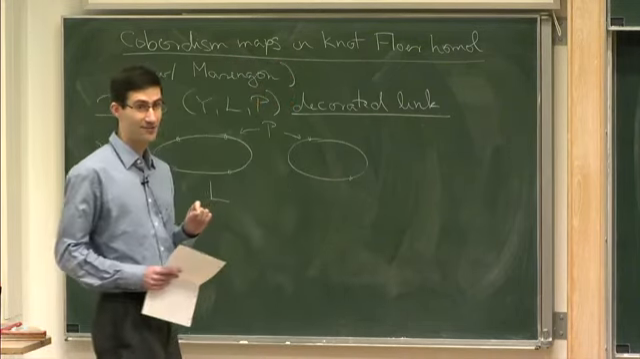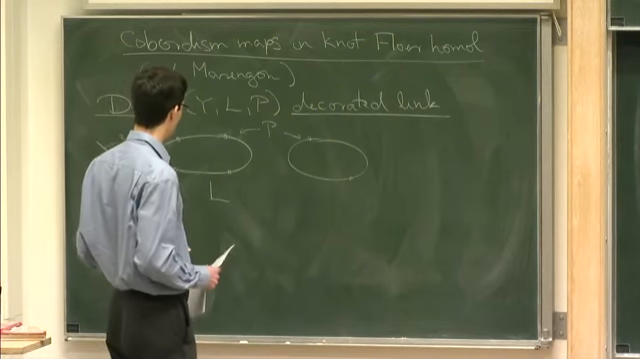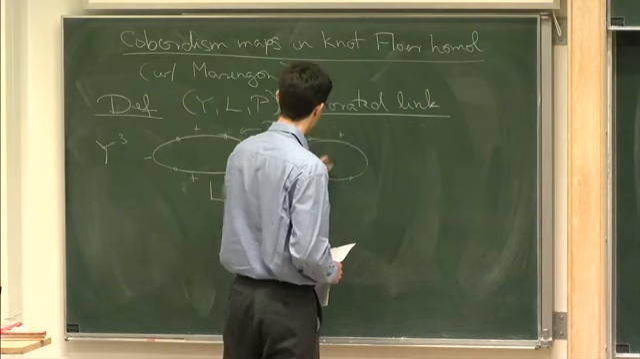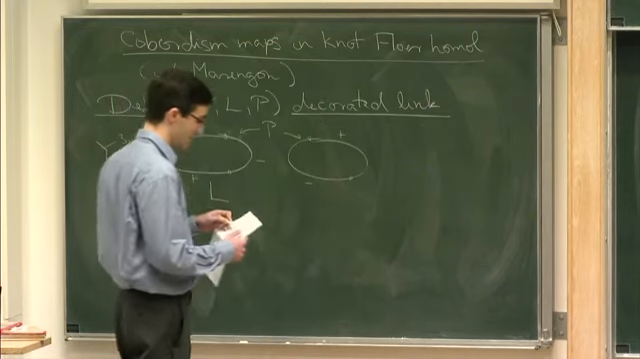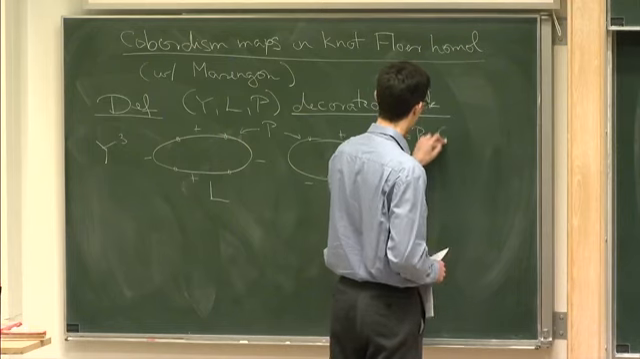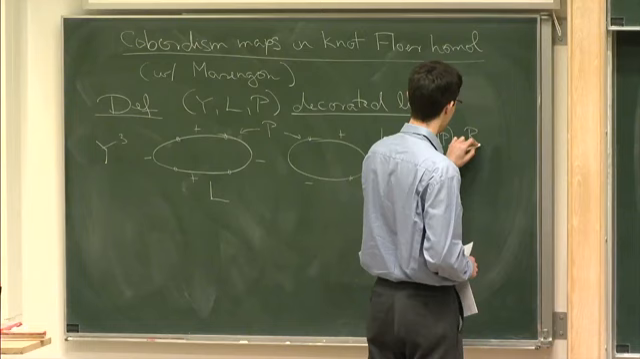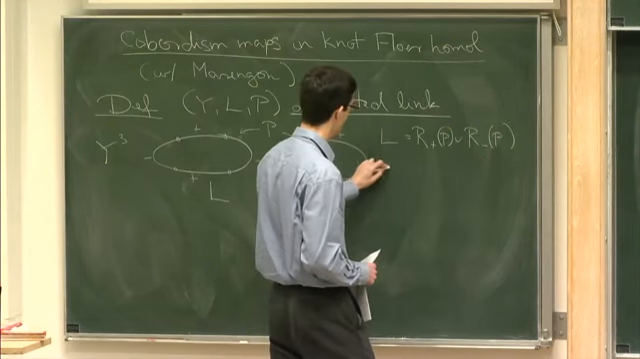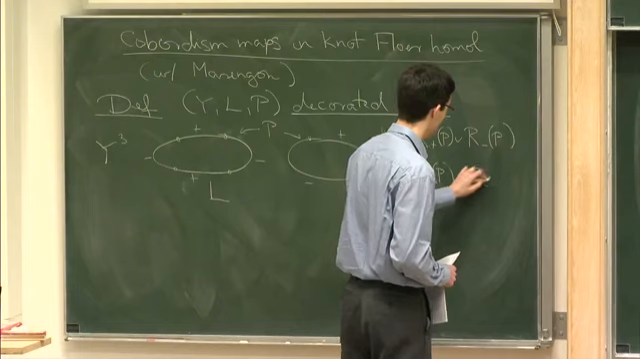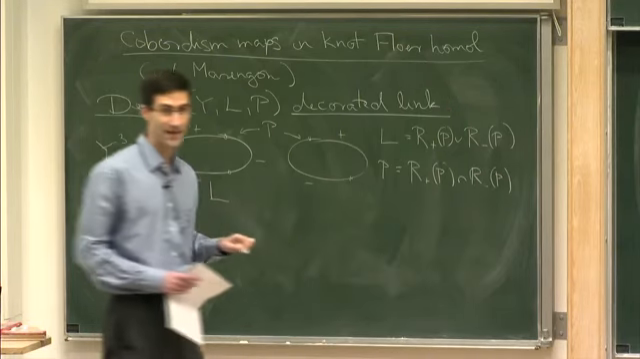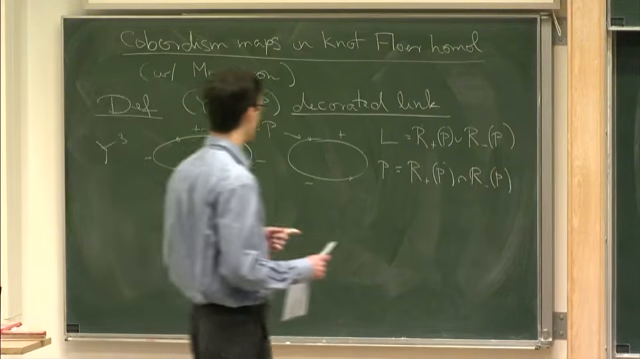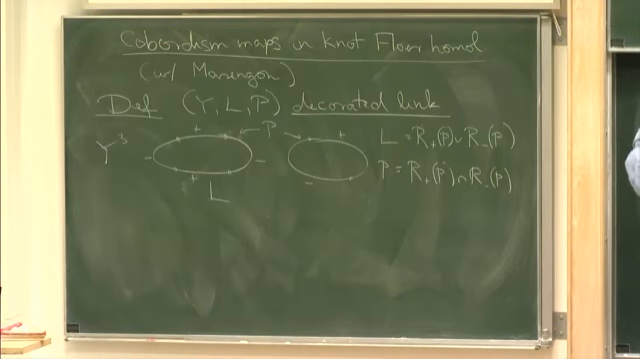And then I'm going to label the complementary arcs by plus and minus in an alternating way. So the link is then the union, and I denote it like R plus of P union R minus of P. And so P is the intersection of R plus of P and R minus of P. So this notation was motivated by Gabai's sutured manifold theory. And I'm going to also consider cobordisms between decorated links.